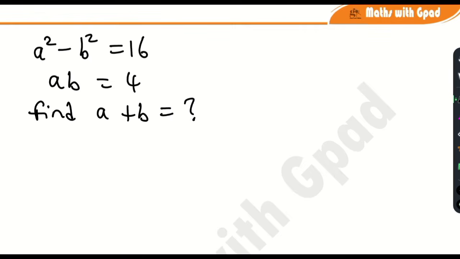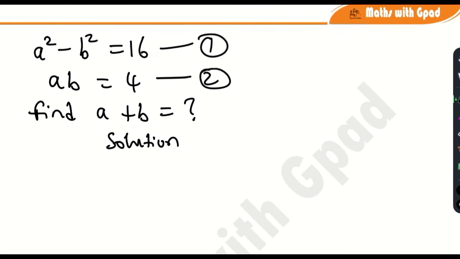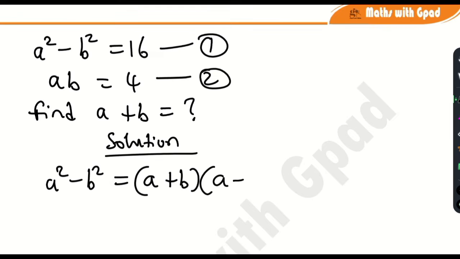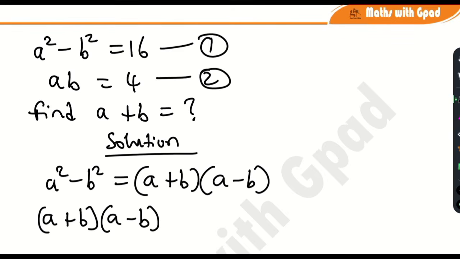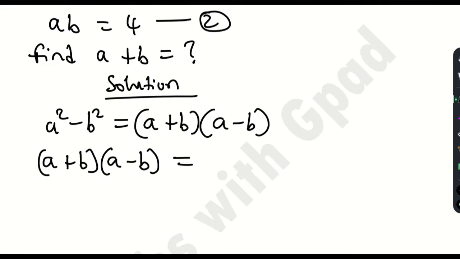Look at equation 1. Let's call this equation 1 and then call this equation 2. If we were to start off with equation 1, you can already see that this is difference of two squares, a squared minus b squared. Using difference of two squares, it will be a plus b and then a minus b. So let's rewrite that as a plus b in bracket and a minus b, and this is equal to 16.